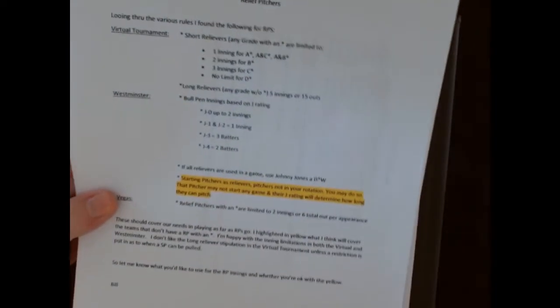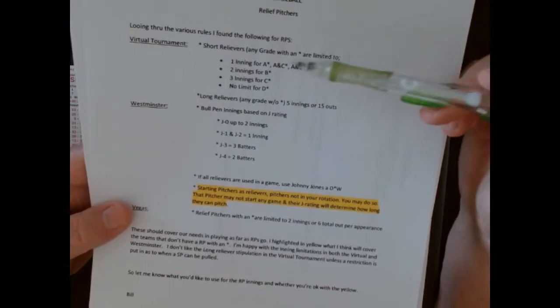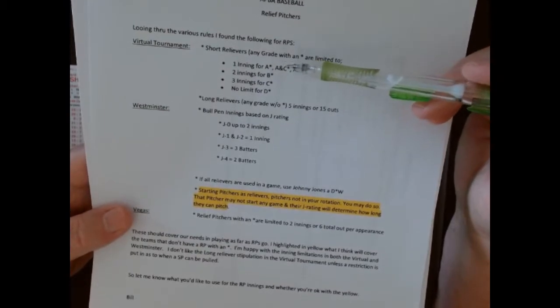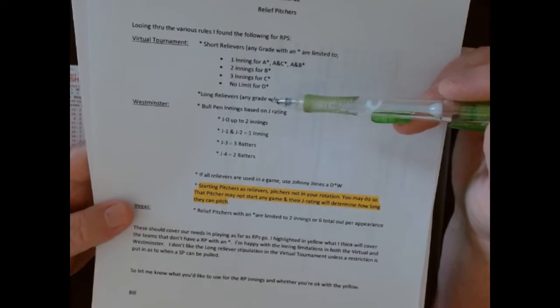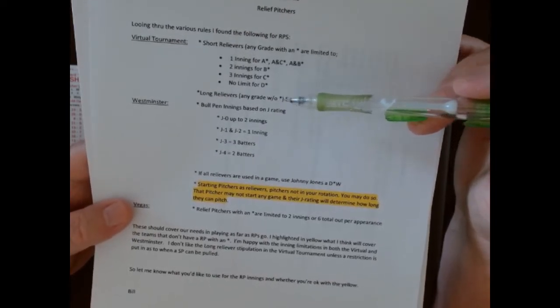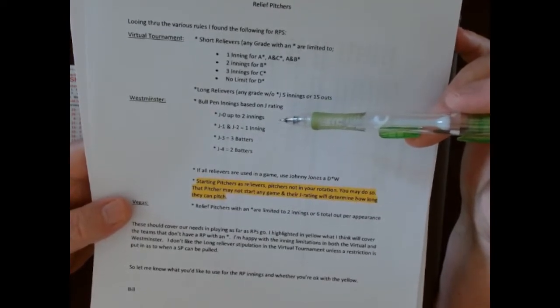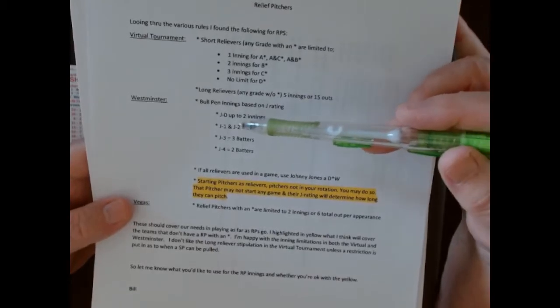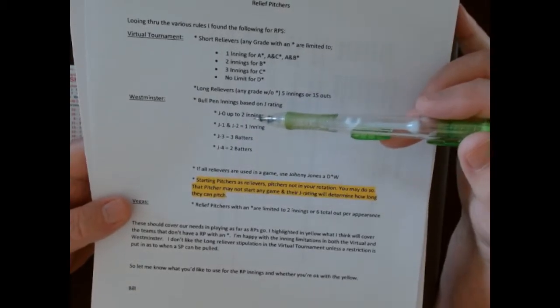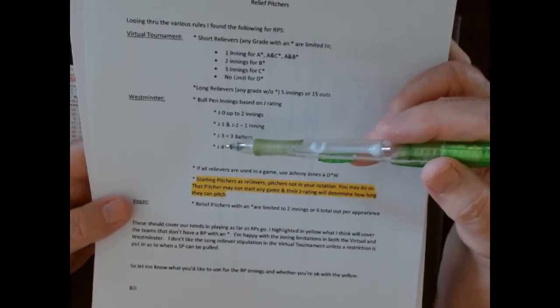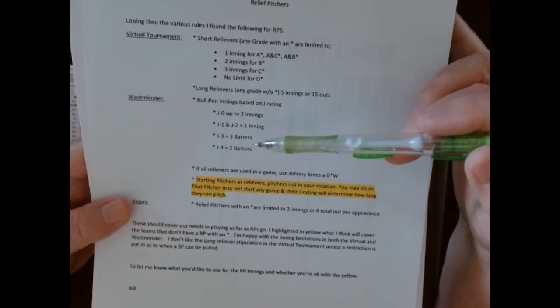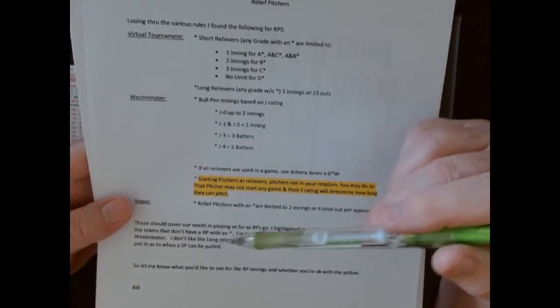I went through all of the different rules that I've played with this year. In the virtual tournament, A's can go 1 inning, B's can have 2, C's 3, and no limit for D's, long relievers. And in Westminster it was due to their J rating: J0 up to 2, J1 and 2 1 inning, J3 3 batters, J4 2 batters, and so forth.